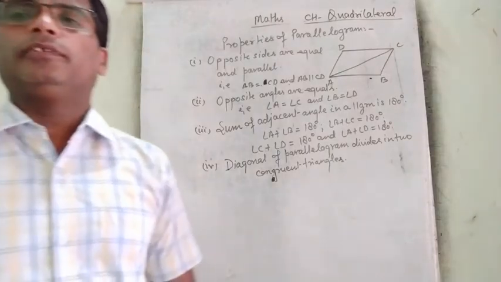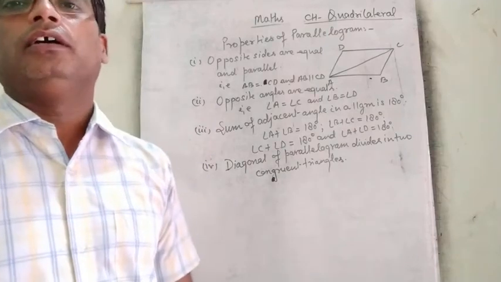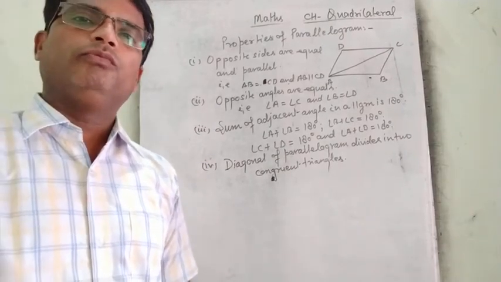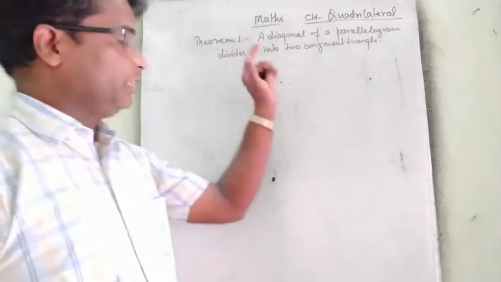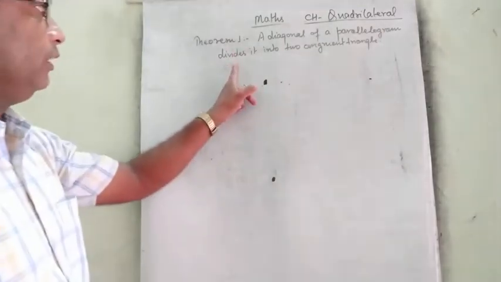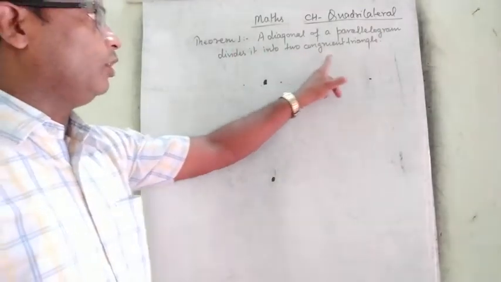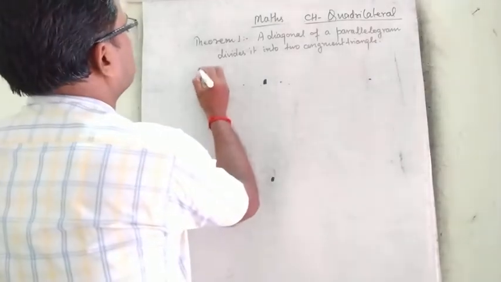After this, in this chapter, we start a few theorems. I will write the theorem and I will give the proof of that theorem. You see what is the theorem? Theorem 1: A diagonal of a parallelogram divides it into two congruent triangles. Proof of that theorem.